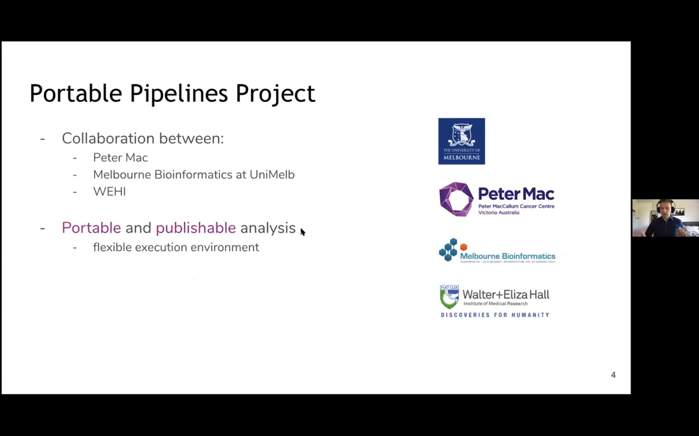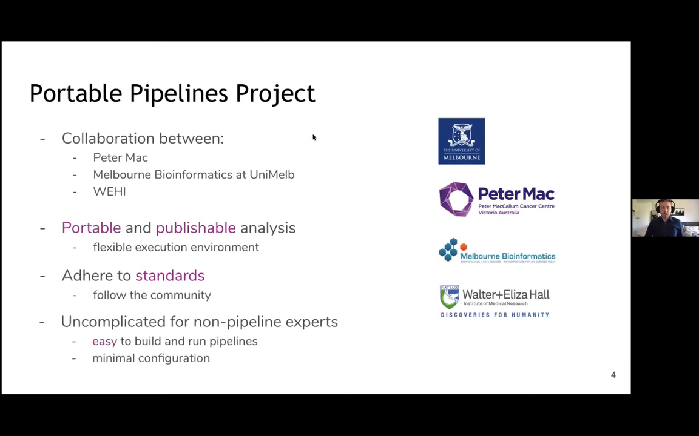So when we write our analysis, we don't want it to be locked to a single institute. We want to be able to share this and run it everywhere. We want to be adhering to community standards. So we want to follow the community best practice, and we don't want to redefine anything brand new. And we want to make it uncomplicated for non-pipeline experts, so it's easy to build and run pipelines with minimal configuration.